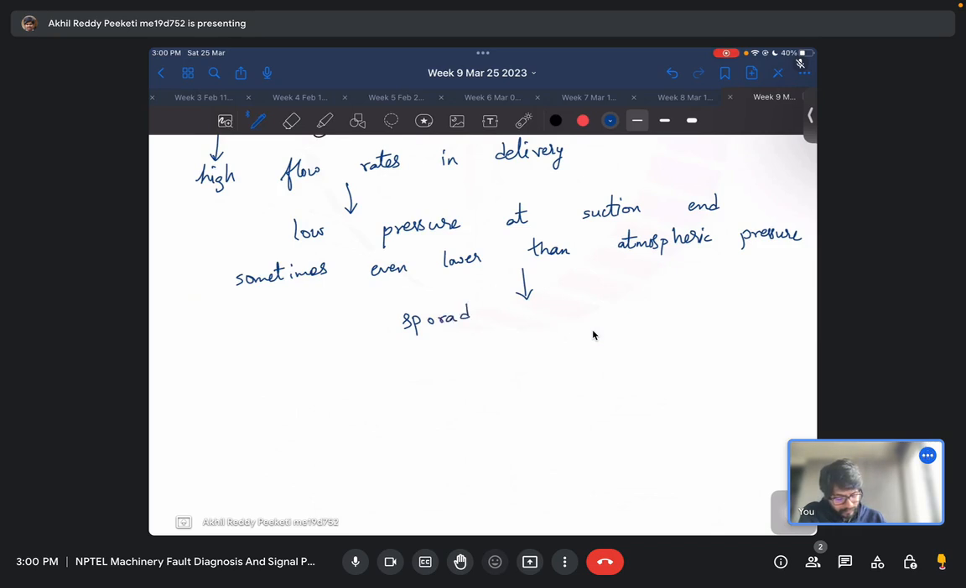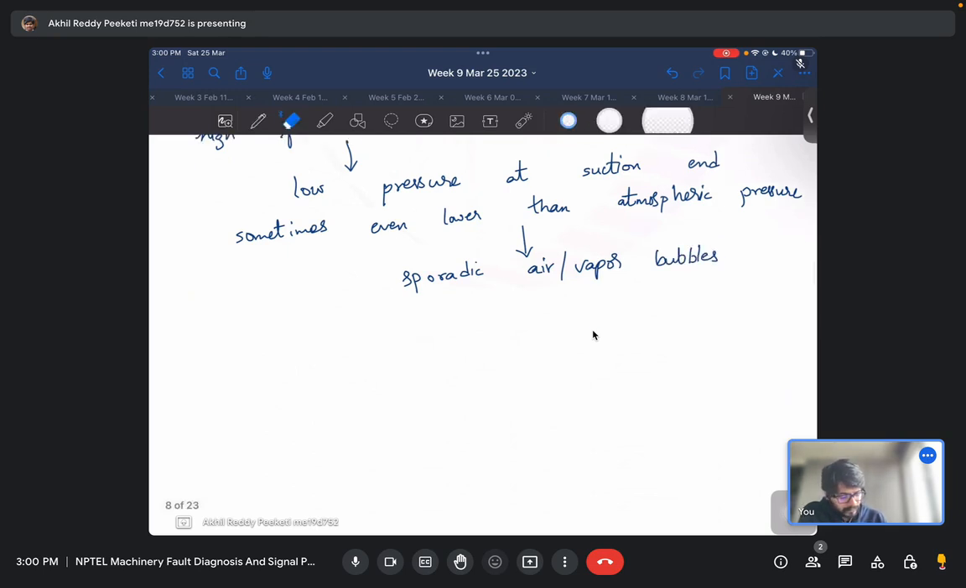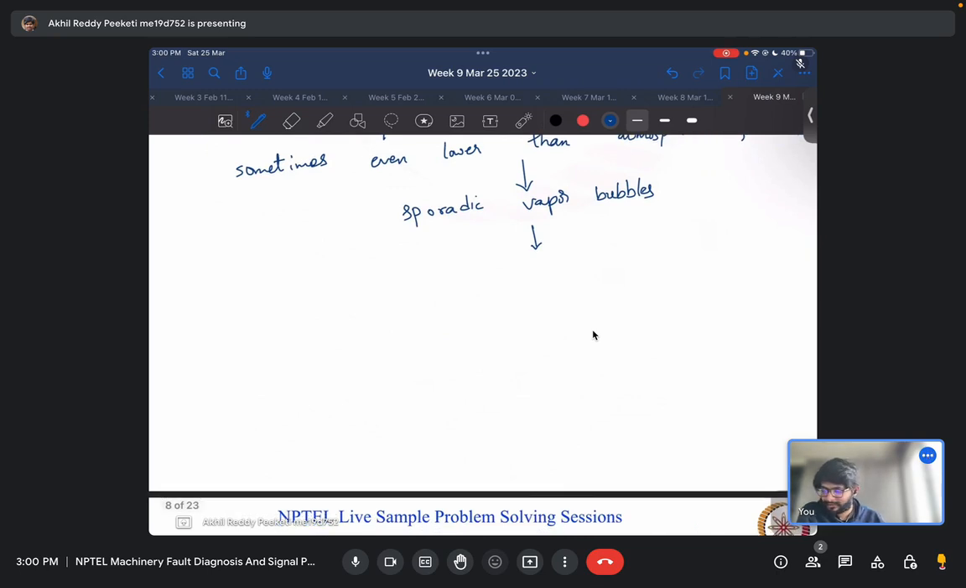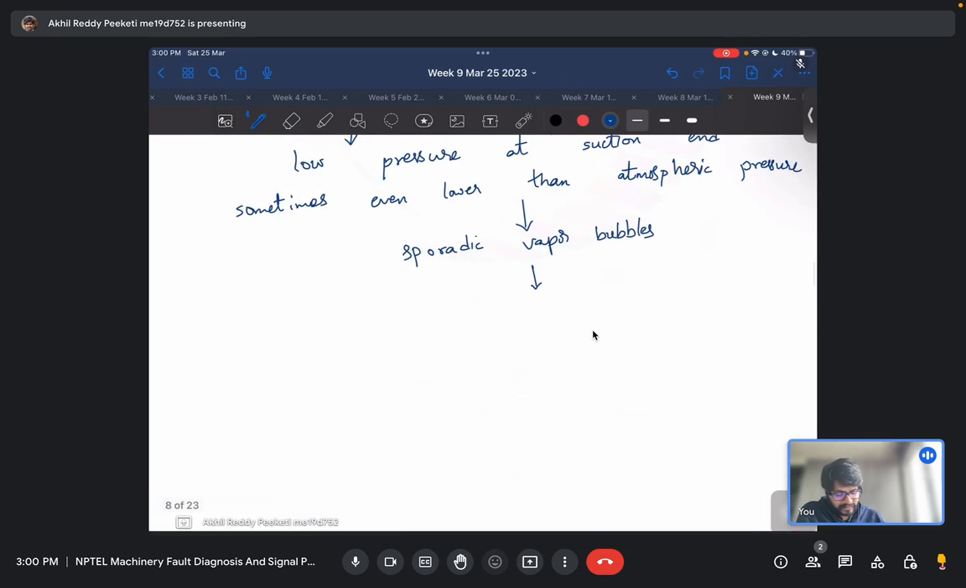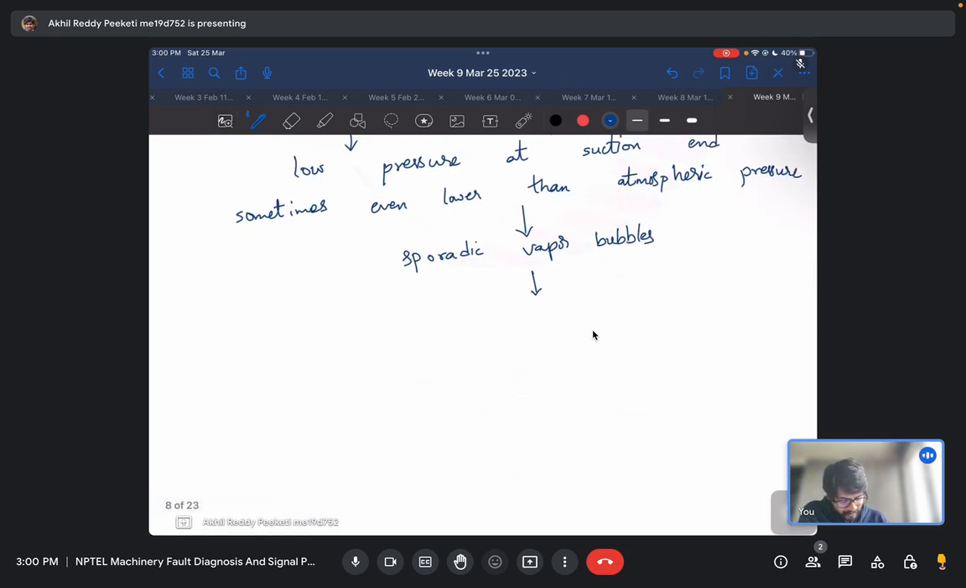which then generates sporadic air or vapor bubbles. Okay, sporadic vapor bubbles, which actually move from low pressure to high pressure. So they are created at the inlet, which is actually low pressure, but these vapor bubbles move from the low pressure zone where they are created to high pressure at the inlet side itself.